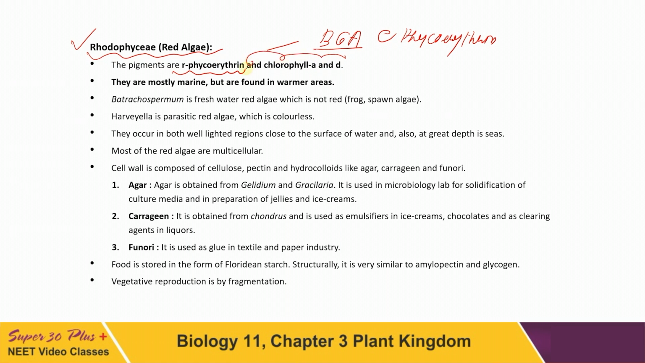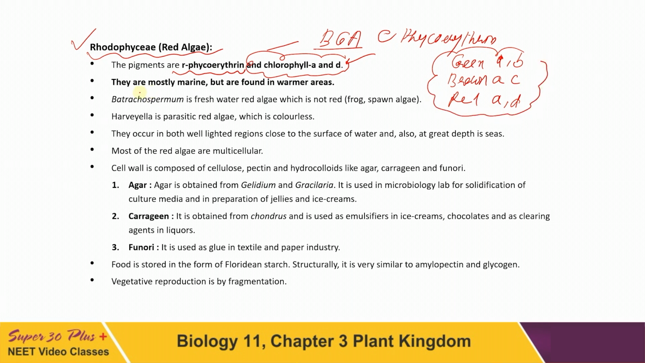And the chlorophylls you have to remember especially: chlorophyll A and chlorophyll D. Do you remember in green algae? Yes, that was chlorophyll A and chlorophyll B. In brown algae, that was chlorophyll A and chlorophyll C. And in red algae, this is chlorophyll A and chlorophyll D. Important points to be remembered.